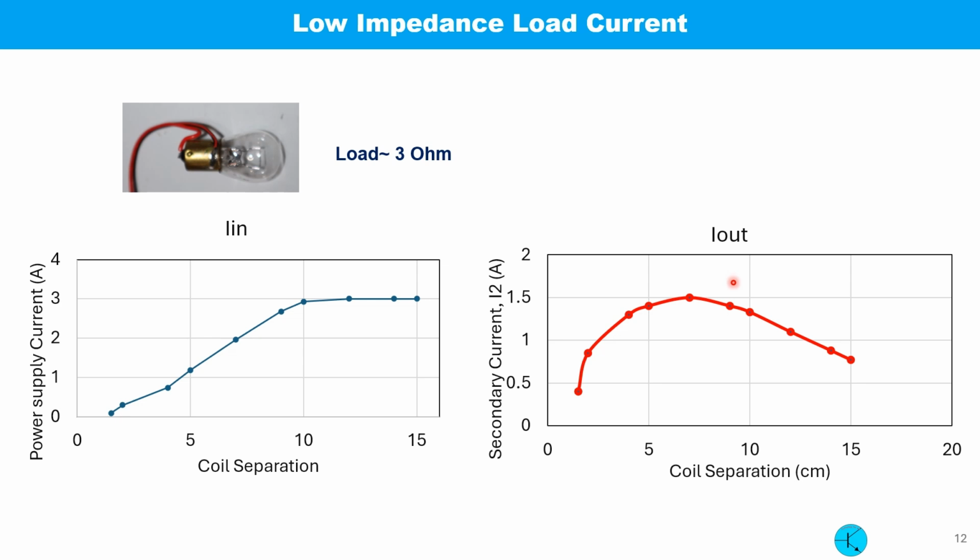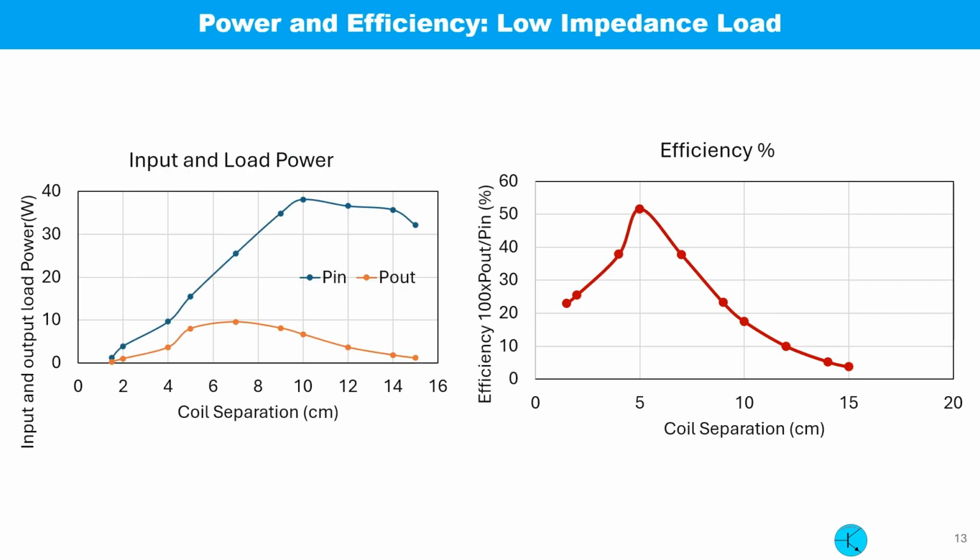And on the secondary side, at 15 centimeter, a certain amount of current is flowing. As the coil separation is decreased, the current goes up and it reaches a peak at around 1.5 amp, at around 7 centimeter coil separation, and then it starts to decrease as the coil separation goes down. This slide shows the input power and the output power and efficiency. As you can see, the efficiency reaches a peak of 50% when the coil separation is around 5 centimeters.